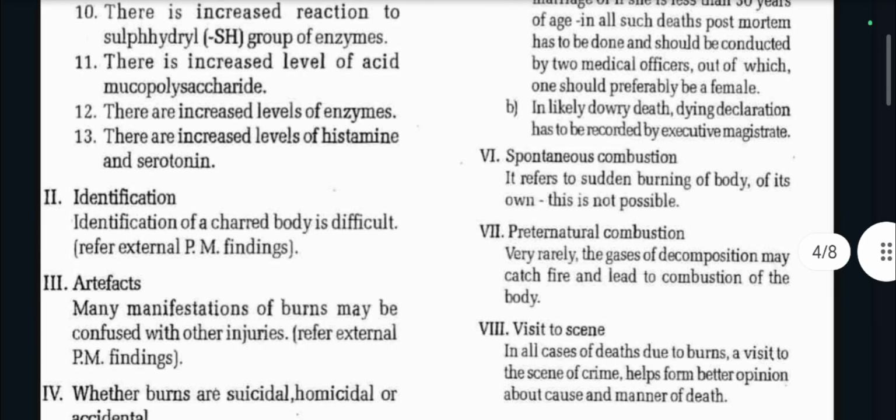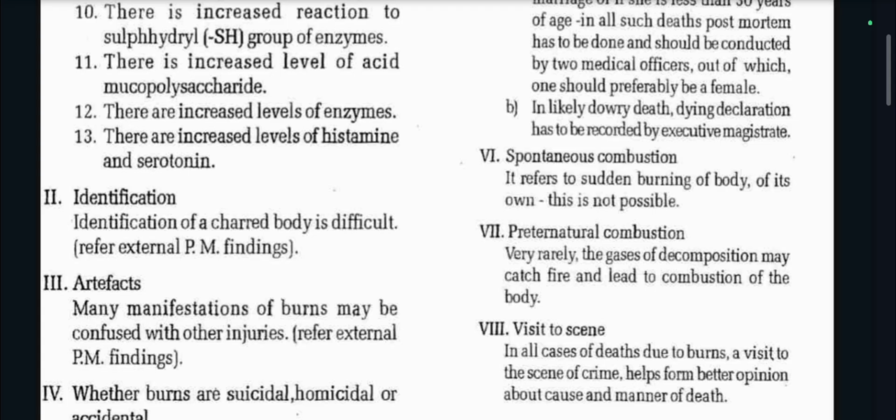Spontaneous combustion refers to sudden burning of the body on its own. This is not possible. So spontaneous combustion in general is not at all possible. So these are a few points which tell us about the medical legal aspects of burn. Whether the body is PM or AM, whether a dowry death has occurred, whether we can find out whose body it is by identification, what are the artifacts. So these are some points in medical legal aspects of the burns.